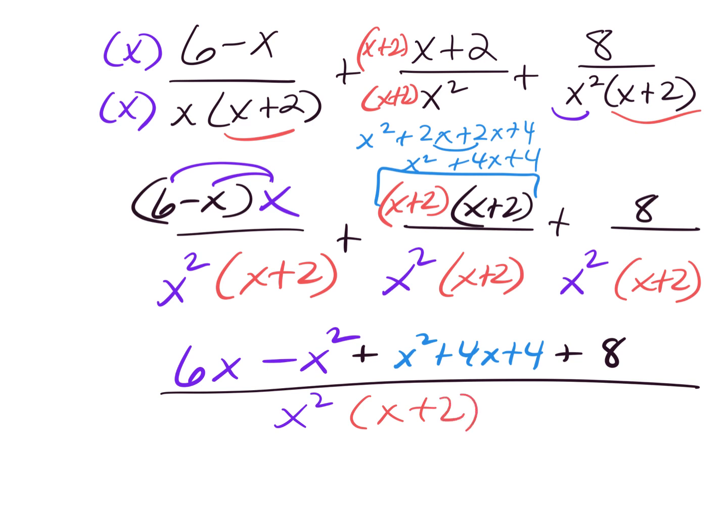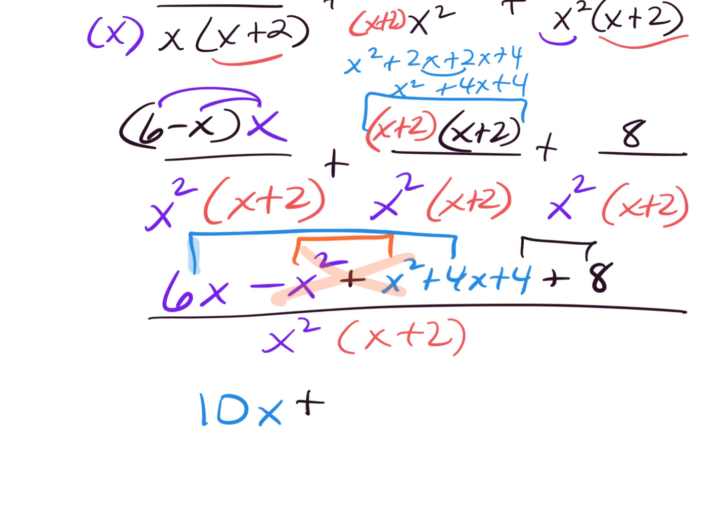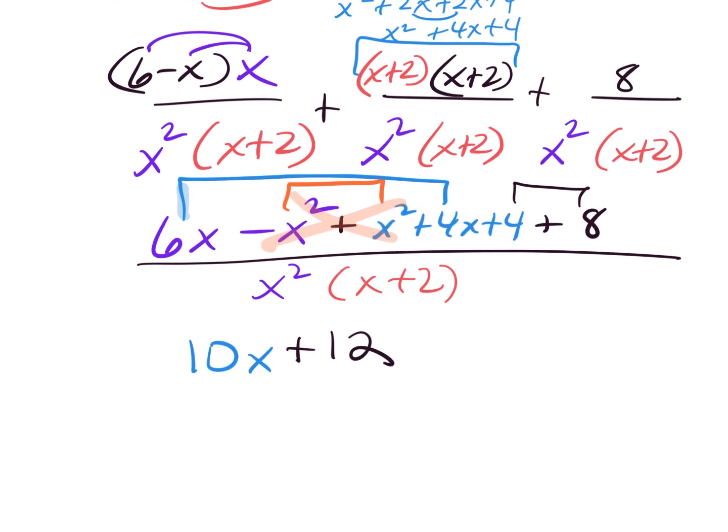Now go back. Combine your like terms. I've got like terms here. Negative x squared plus x squared. It's gone. So this is gone. Then I'm going to go back and look for my x terms. So I have a 6x and a 4x. That'll give me 10x. And then I'll go back and grab the constants, 4 plus 8, and that's 12. Put that on top of your LCD.